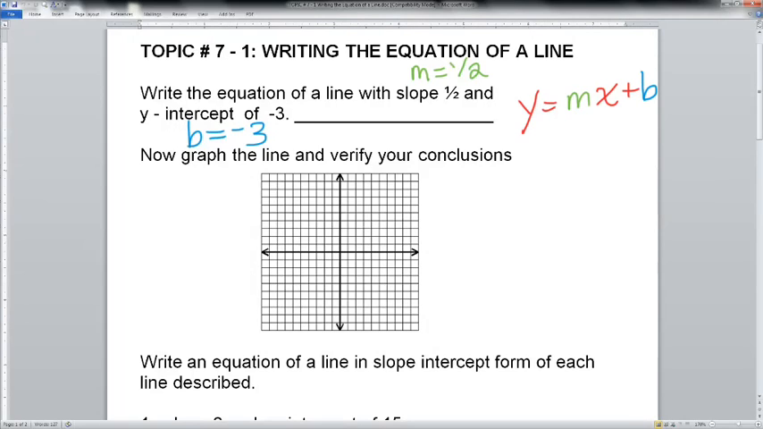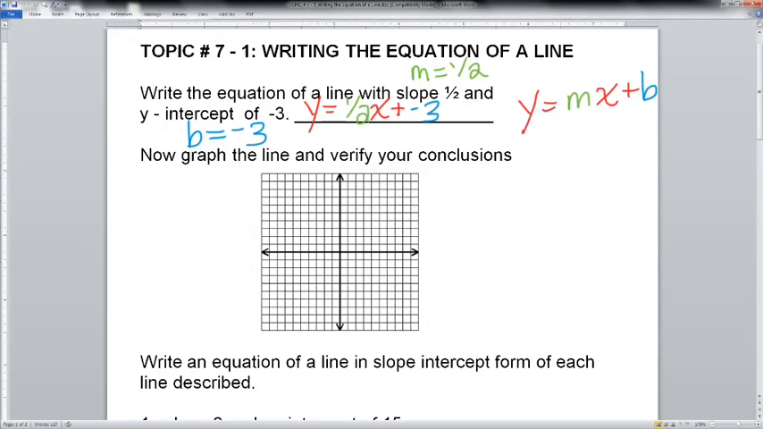And so we'll write y is equal to 1/2 x plus -3, or you could write 1/2 x minus 3. It doesn't really matter. It means the same thing. And so they want us to go ahead and graph our line.